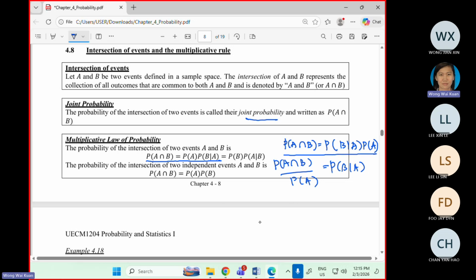Let's say I don't like this set, then you use the other set. Probability of A intersect B is probability of A given B multiplied with probability of B. To me, this is easier to remember. Up to you. Then when I want to find A given B, I bring this over, then it's probability of A and B divided by probability of B, right?